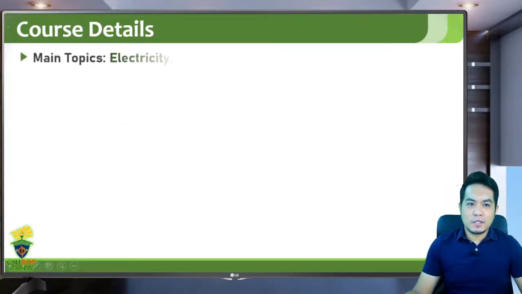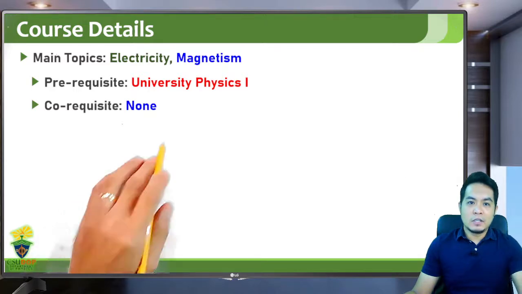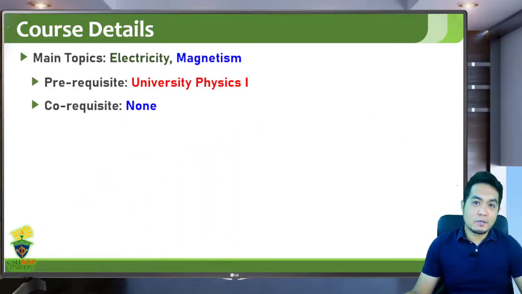So this course has two main topics, electricity and magnetism. The prerequisite for this course is University Physics 1, also called Physics 21. It will have no co-requisite. So if you still have not passed University Physics 1, then you should not be here. You should first pass University Physics 1.